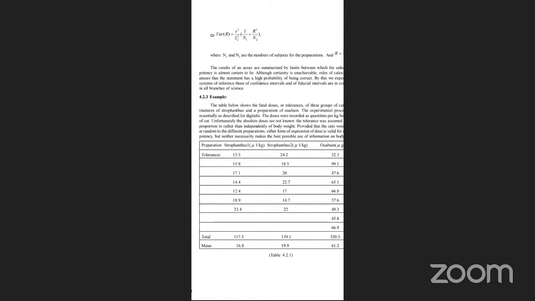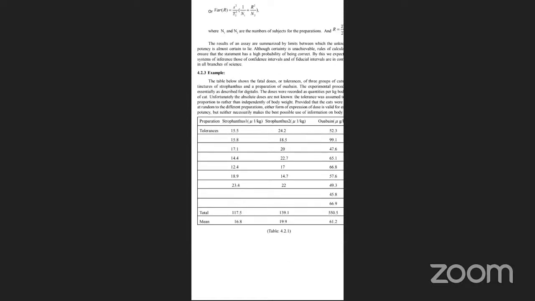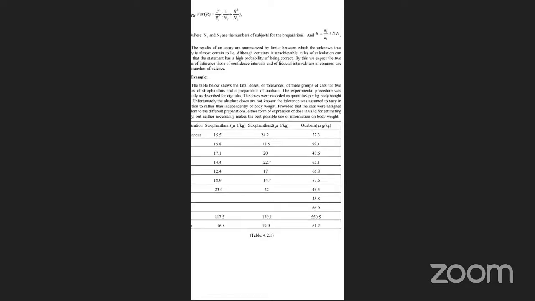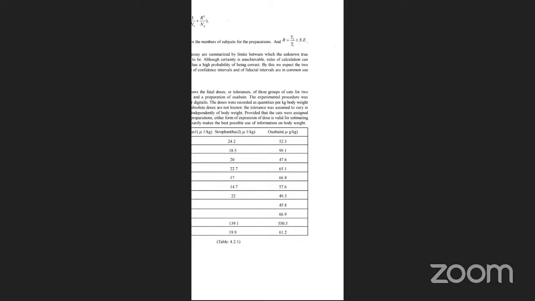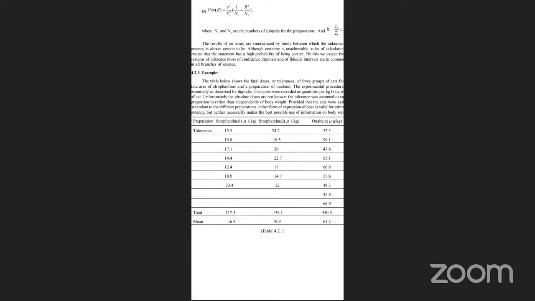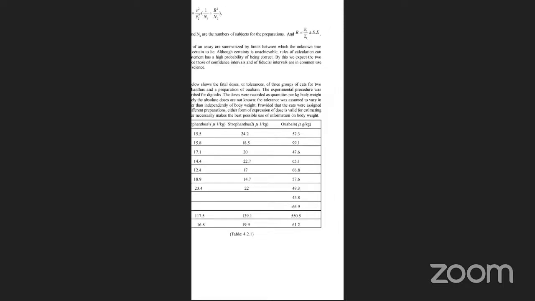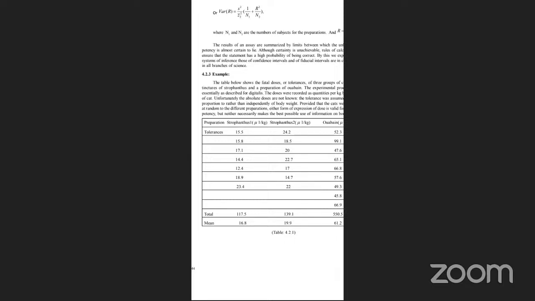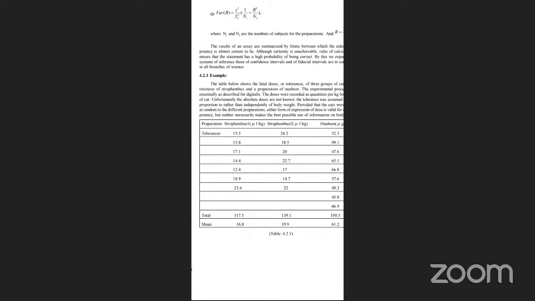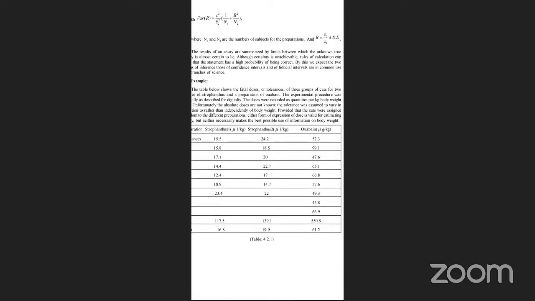Example. This is the example. Preparation, Strophanthus tincture 1, tincture 2, and ouabain, these are three types. So these are the totals and total mean. Here are the tolerances of three groups of cats, that is for two tinctures of Strophanthus and a preparation of ouabain.